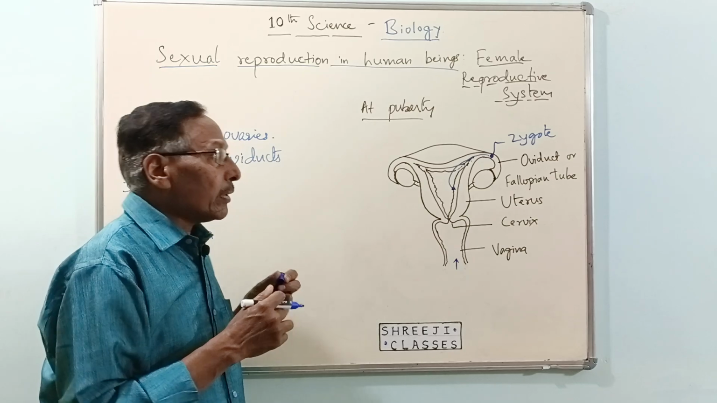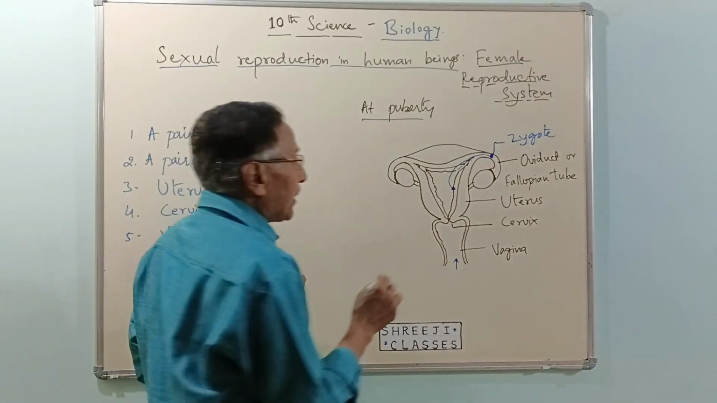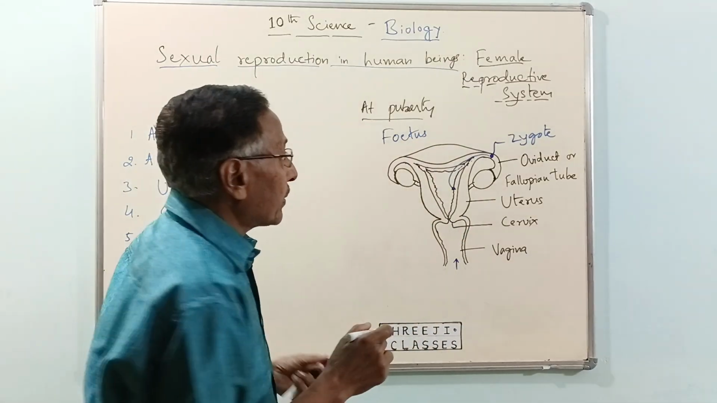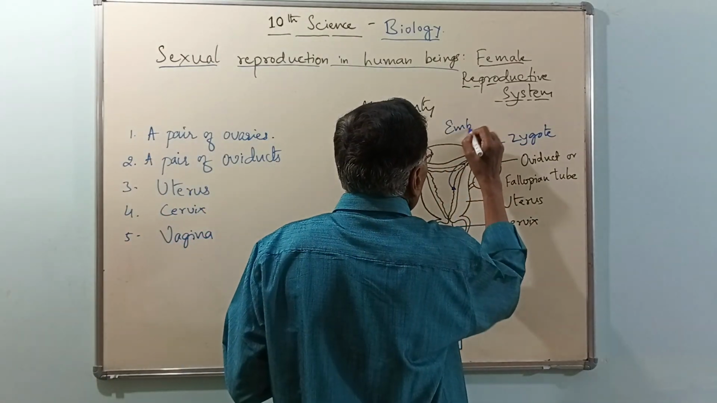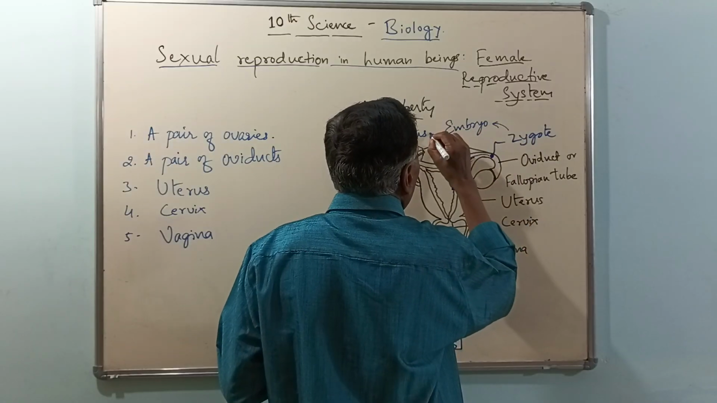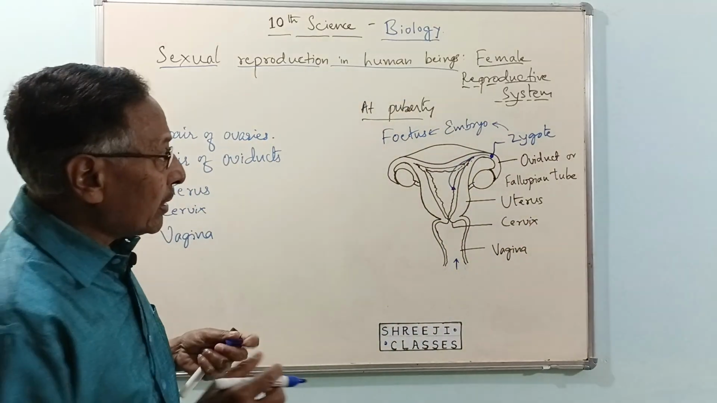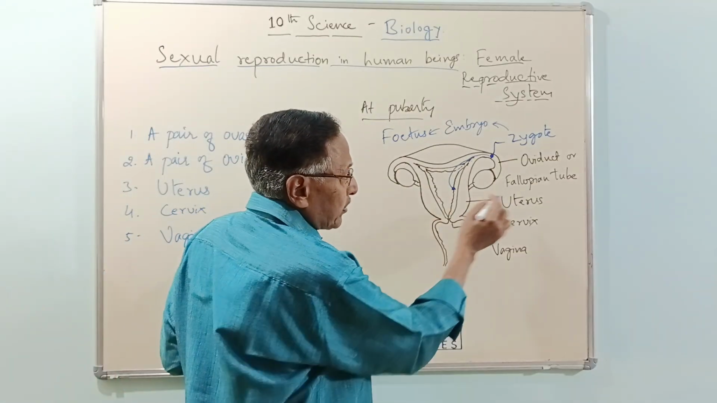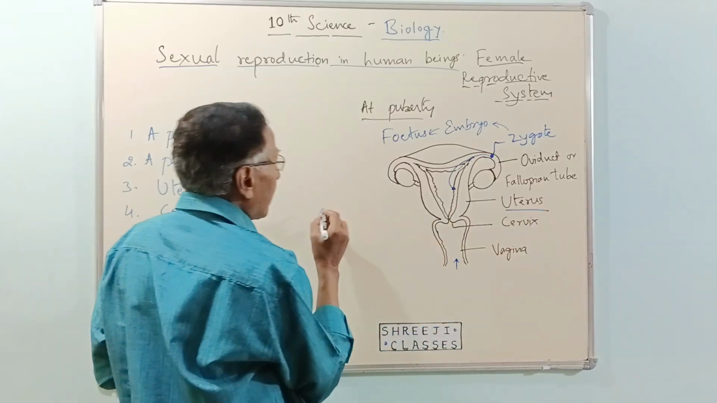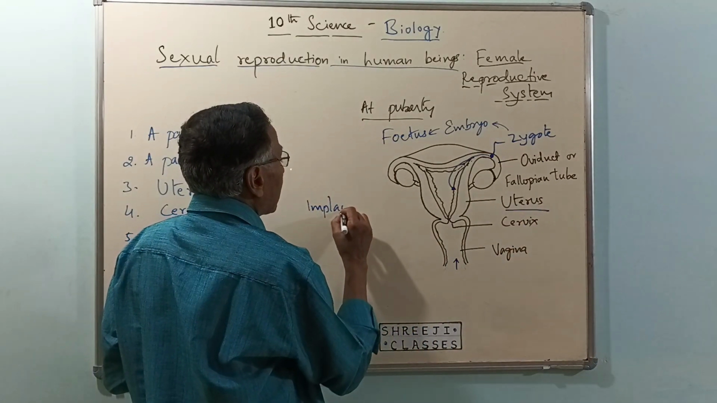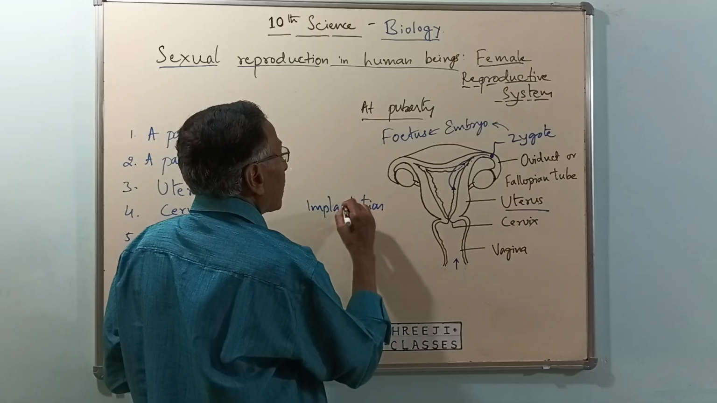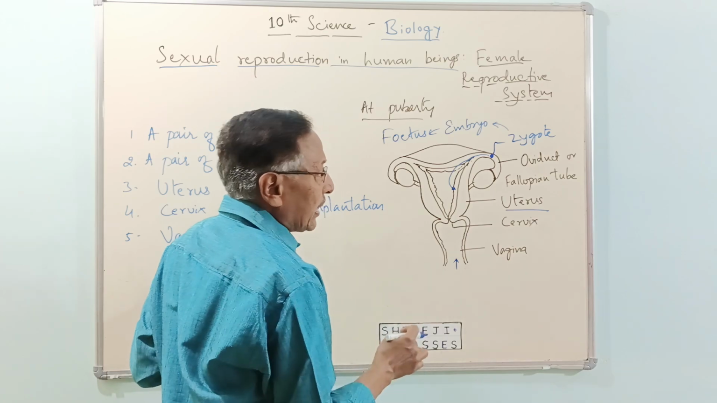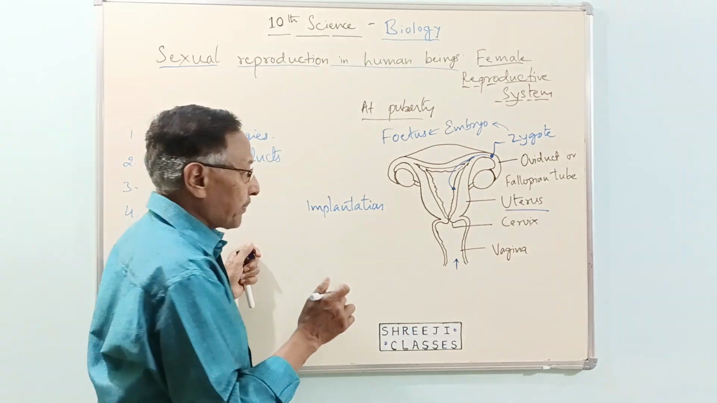This embryo, which we now call a fetus, develops into the child. The fixing of the fetus to the wall of the uterus is called implantation.